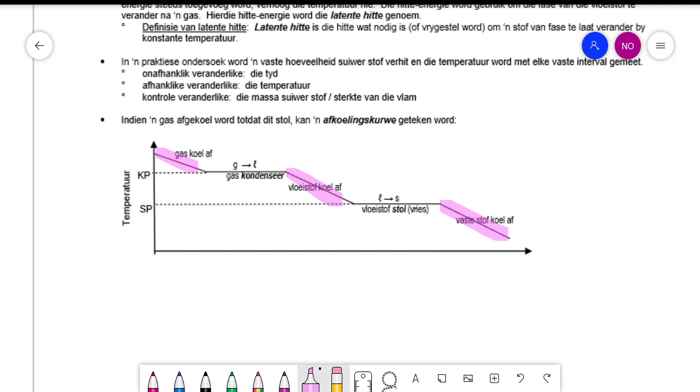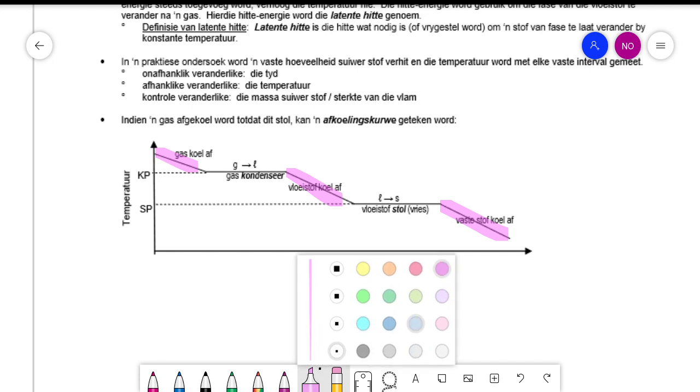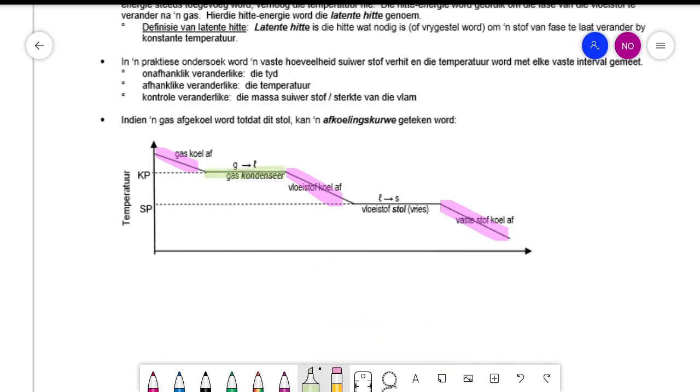Okay? Wat gebeur? Of wat bly dieselfde by die pink dele? What remains the same for the pink parts? The potential energy, meaning that the distances between the particles as well as the intermolecular forces remain constant vir daai pink dele. Nou kom ons by die fase veranderinge. Once again, you need to know what we call it when you go from a gas to a liquid or liquid to a solid. Okay?